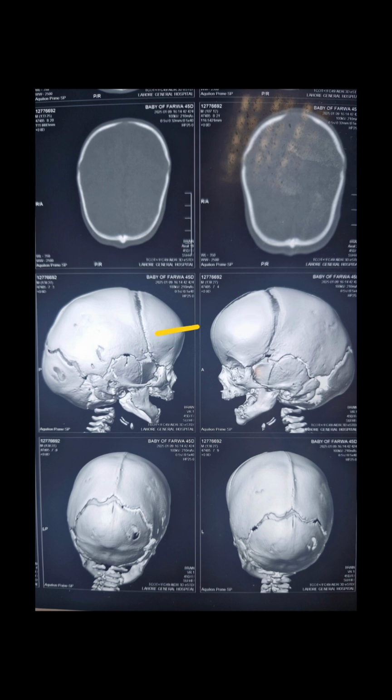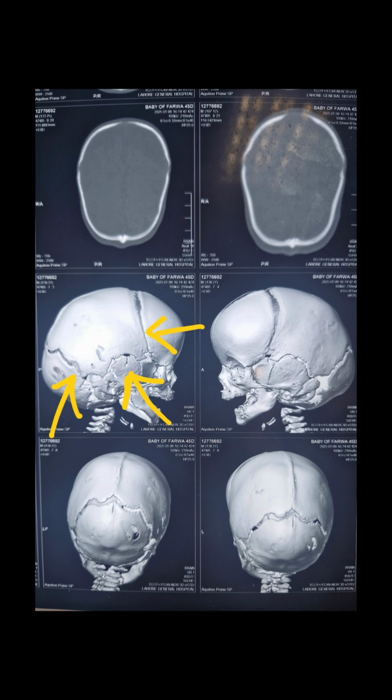This one is the coronal suture, because it is separating the frontal and parietal bone. This one is the lambdoid suture. It is separating the occipital bone from the parietal bone. This one is squamous suture, that is separating the parietal bone from the squamous part of the temporal bone. So these are the three different sutures.